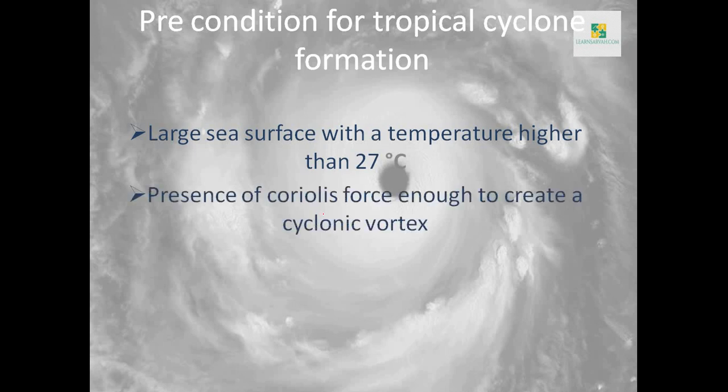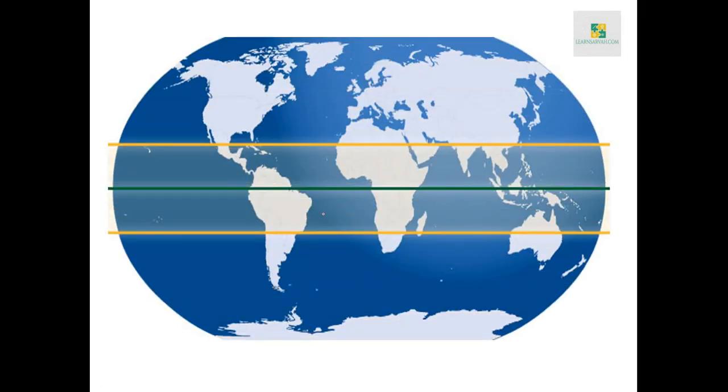The second condition is that it requires the presence of a Coriolis force enough to create a cyclonic vortex. So let's see how the tropical region satisfies both these conditions. The very first condition is regarding the presence of ocean. If you're going to the tropical region, you can see the Pacific Ocean here, the Atlantic Ocean here, and the Indian Ocean here, and again the Pacific Ocean here. So there is abundance of ocean in the tropical region, which makes it a breeding ground for cyclones.